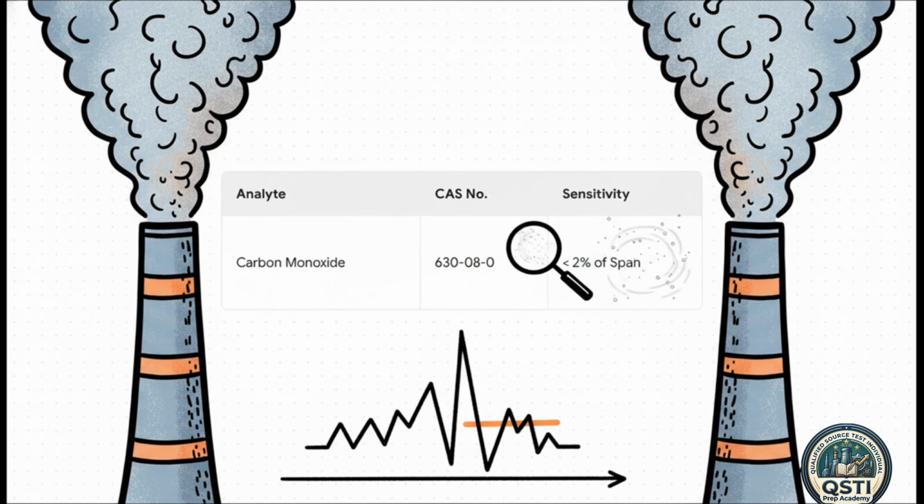So, our precise chemical target is, of course, carbon monoxide, CAS number 630-08-0. But the absolute standout detail is the sensitivity requirement. The method demands an incredible sensitivity of typically less than 2% of the calibration span. Just think about that for a second. We're hunting for trace amounts of an invisible gas inside a roaring exhaust stack. The margin for error? Practically zero. The instruments have to be extraordinarily sensitive to pick out that specific carbon monoxide signal from all the background noise.